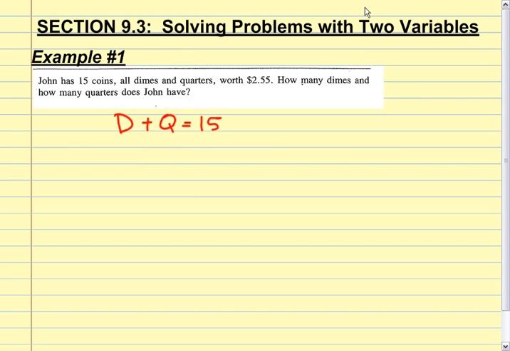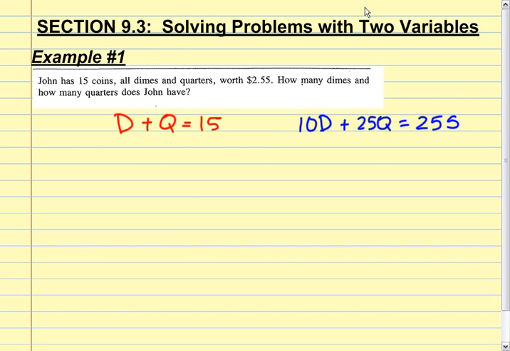In the second equation, we're going to write this equation based on how much money we have. What is the worth of the coins, okay? So if I take the number of dimes and I multiply it by 10, that tells me how much money I have in dimes. Okay? Well, if I take the number of quarters and I multiply that by 25, that tells me how much money I have in quarters. Now, if I add the money I have in dimes to the money I have in quarters, that tells me I have 255 cents.